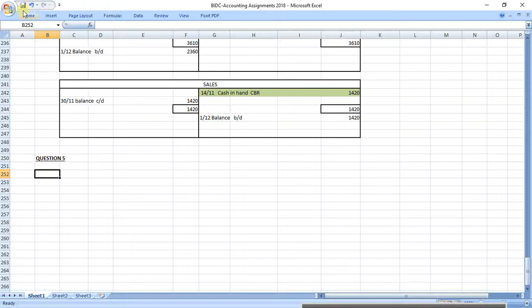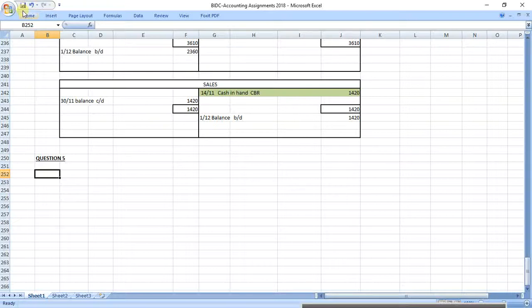Yeah, question 5. Okay, so let's read the focus. Let's draw up our answer sheets. Okay. So, must I read the required first? Definitely. Okay, so required: prepare journal entries to record the above. Narrations are required. Show how all the journal entries would be posted to the ledger accounts. So you do need the ledger accounts and you need the journals.